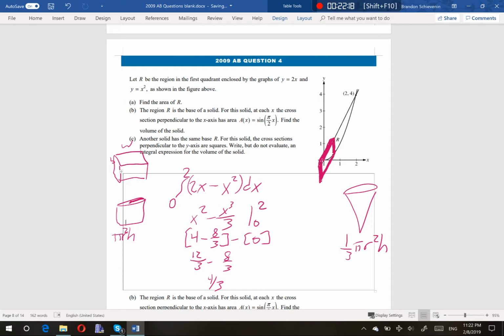Okay, for the box I had base times width, that was my rectangle, times height. For the cylinder I had pi r squared, that was the area of my circle, times height. So anytime you have a 2D area, you can multiply your 2D area times height to get the volume of your right shape. Okay, I'm going to do the same thing here.